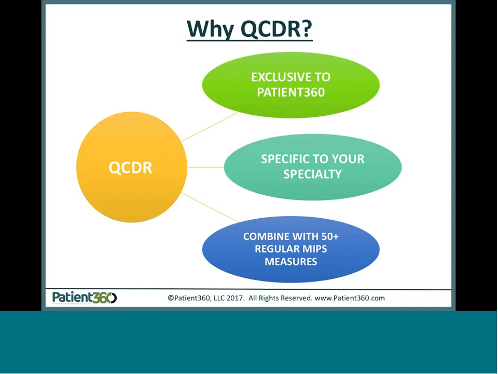Go to the next slide, please. Great. So in looking at the QCDR, these metrics that we've come up with are exclusive to Patient 360. They're specific to the specialties I described, and you can combine them with over 50 other MIPS measures. And we did that by intention so that when you are looking at what you want to report, you can report on the measures that we created specifically, and those are proprietary. So if you create them with us, they're proprietary to us and you. And then in addition, there are other metrics that are broad enough and general enough that you can be successful.